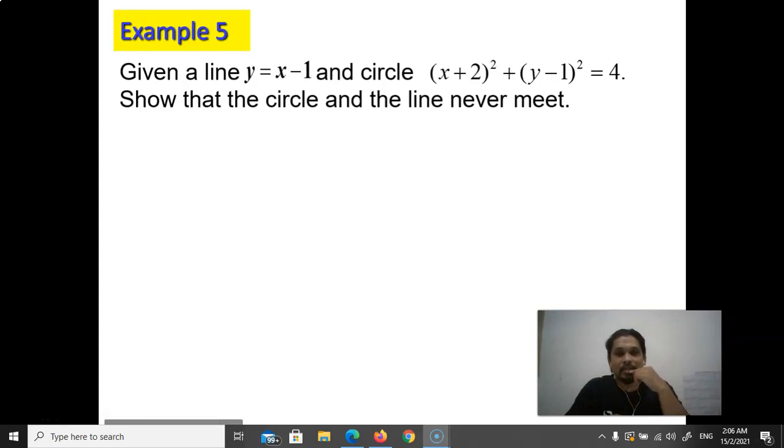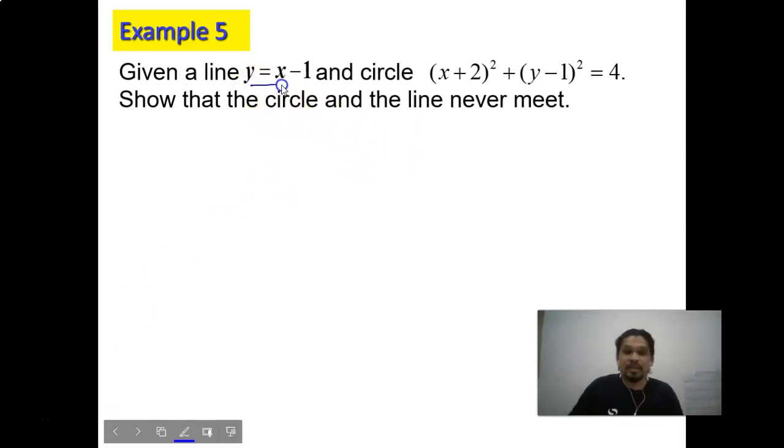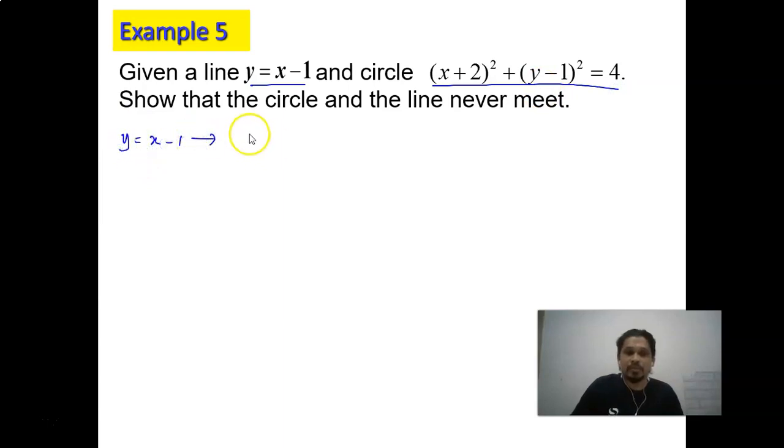Given a line y equals x minus 1 and a circle, show that the circle and line never meet. Okay, from here we substitute. From this line and the circle given here, we substitute the line y equals x minus 1 into the equation of the circle, x plus 2 squared plus y minus 1 squared equals 4.